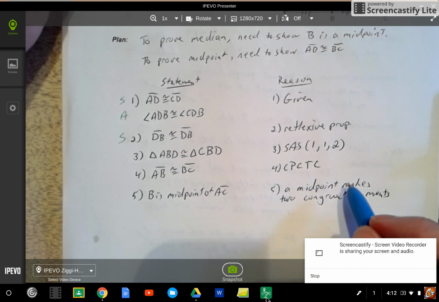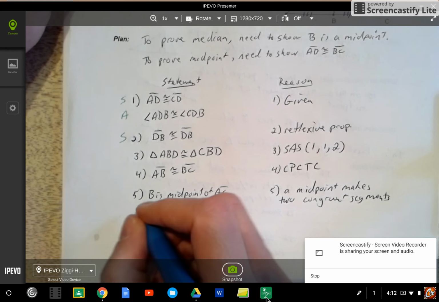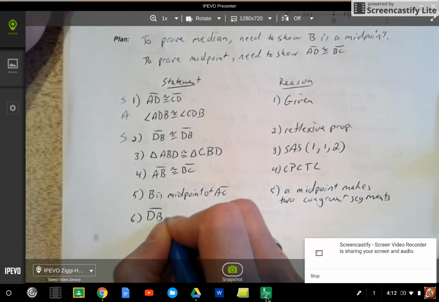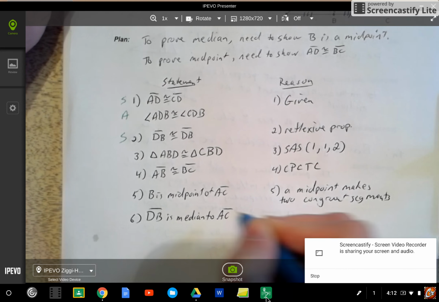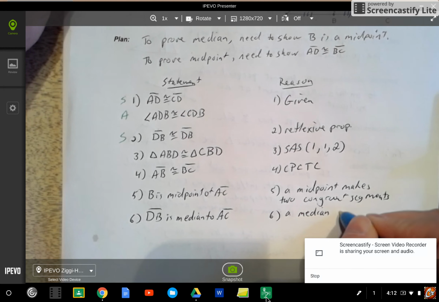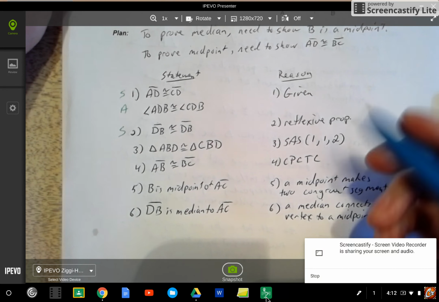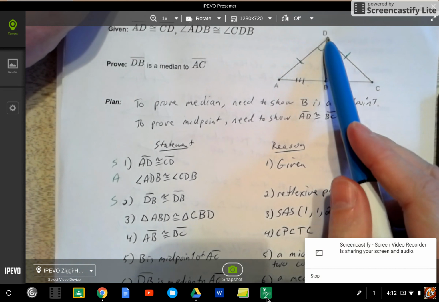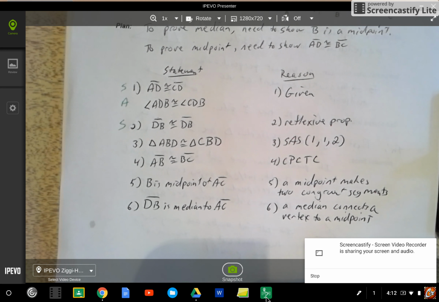Now that I know that's a midpoint, again, back to my plan, now I have a median. So now I can say, oh, DB is a median to AC. And that's because a median connects a vertex to a midpoint. And that's exactly what we've done. We've gone from the vertex at D to the midpoint B. And we showed it was a midpoint. Okay? So that's how we can go beyond CPCTC.